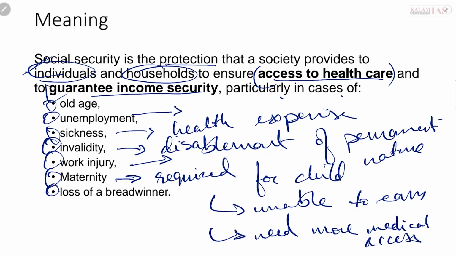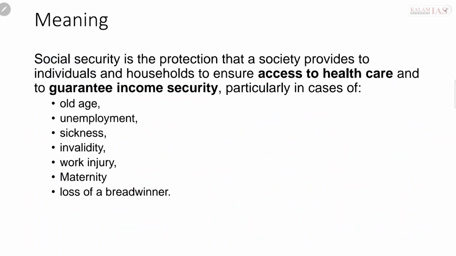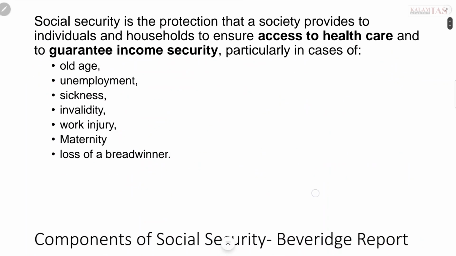The last is loss of a breadwinner, that if you lose the earning member of the family, then also you will need income security. So this is why we need income security for these different groups.